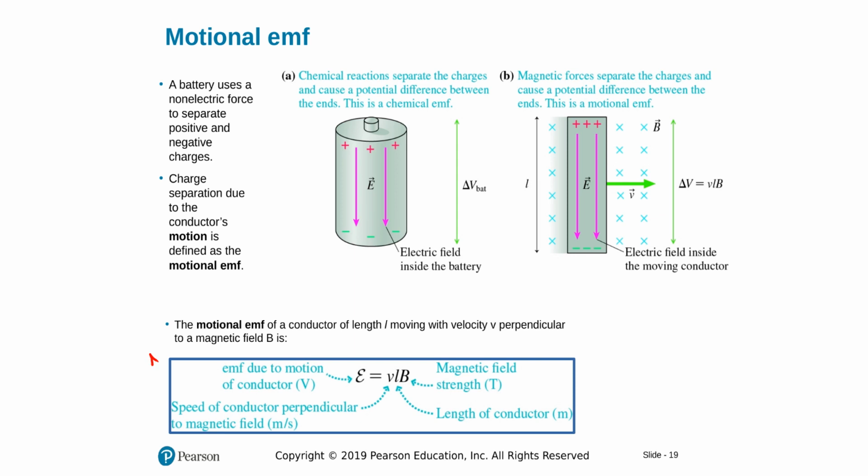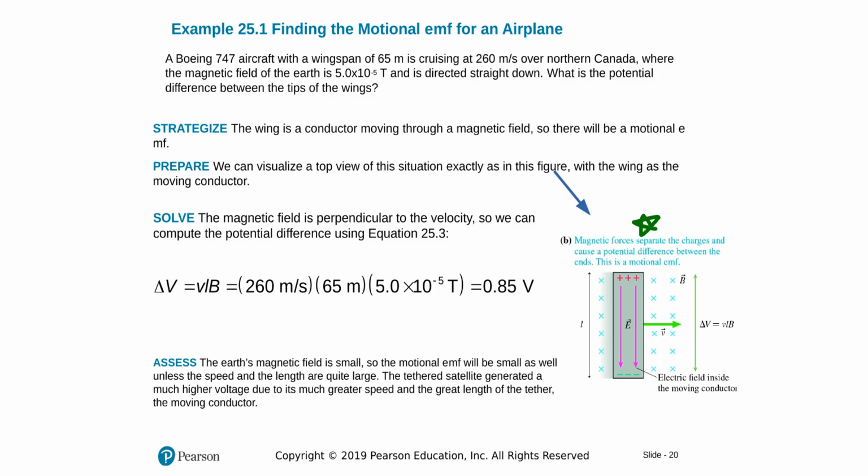Here is the summary. We generate motional EMF. Our conducting wire or bar looks like a battery, behaves like a battery, and we can find its potential difference or electromotive force, to be more correct, as the velocity times the length of the wire times the background magnetic field. That's one thing. And this question here is applying that.